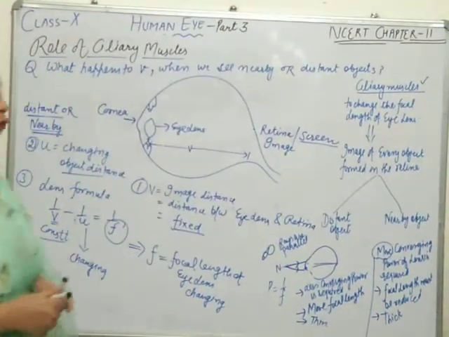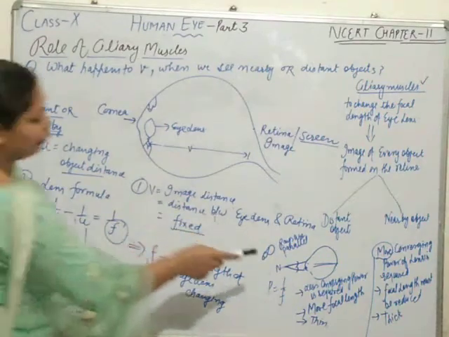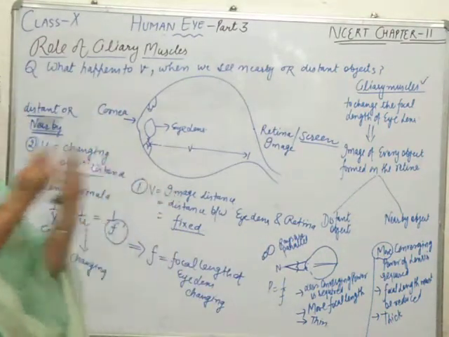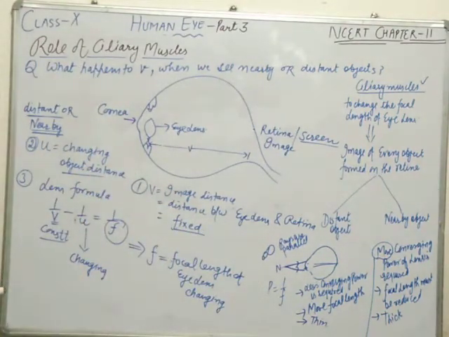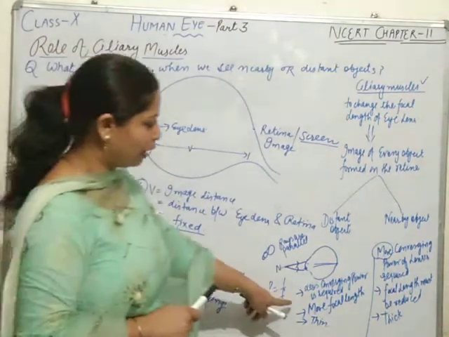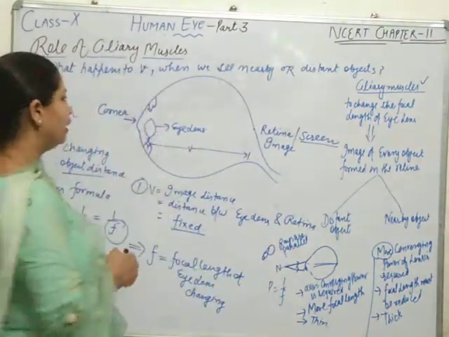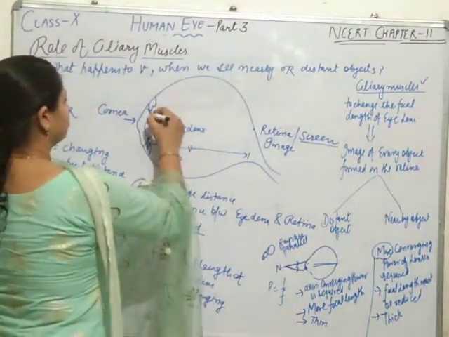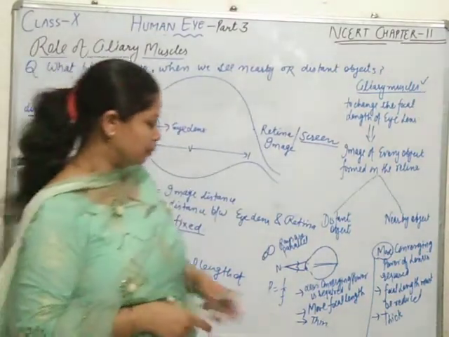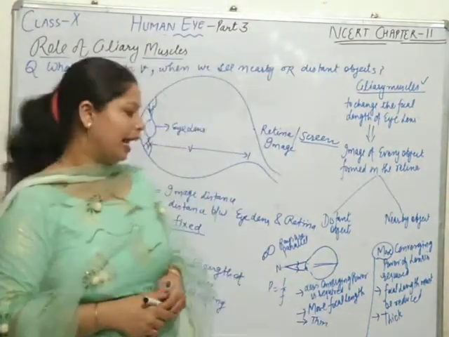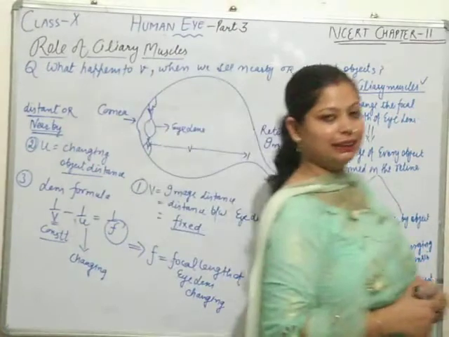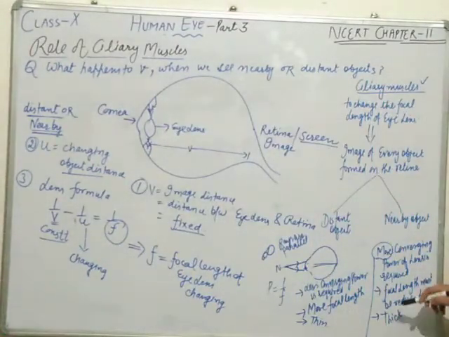So revise the same for 2 minutes. For distant object, rays are parallel. Less convergence is required. Less convergence means more focal length. When focal length is more, in that situation lens become thin. And when focal length is less, then lens become thick. This important role is being played by ciliary muscles.